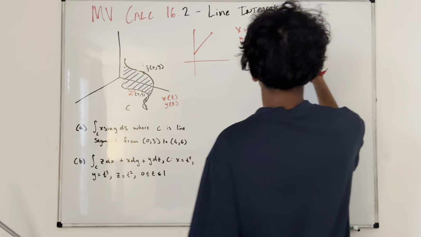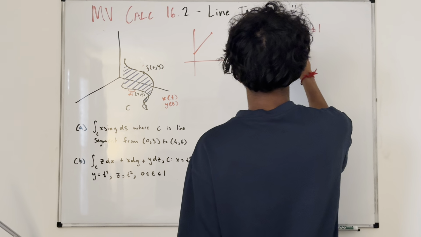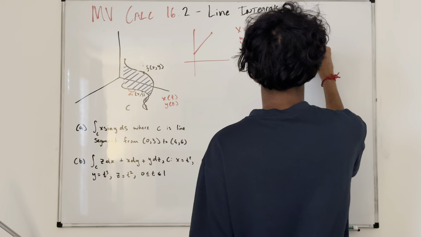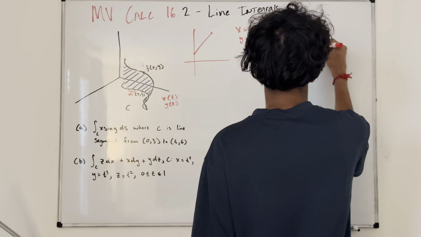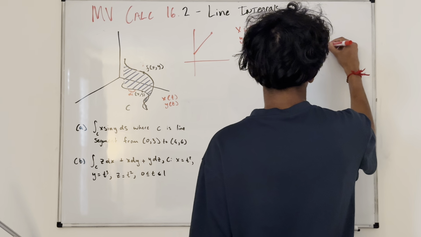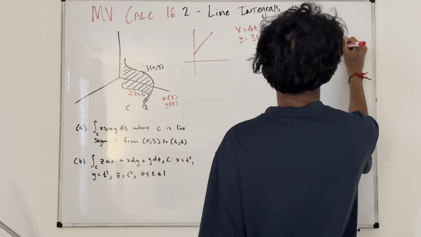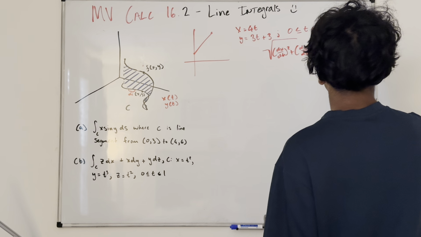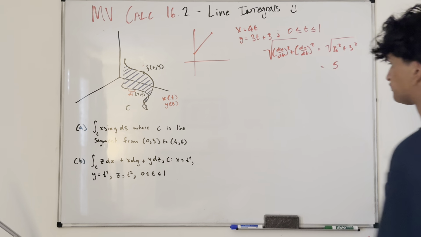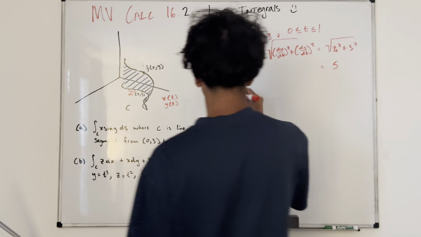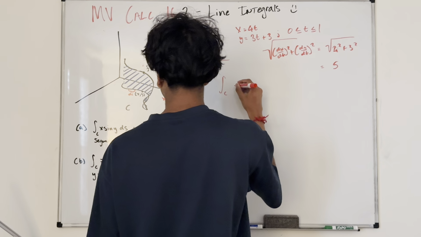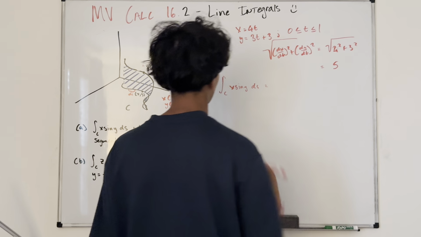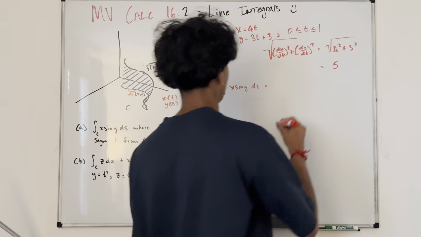Because if I think about the square root of dx/dt squared plus dy/dt squared, well, that's just going to be the square root of 4 squared for x plus 3 squared, and that's just a Pythagorean triple, so I'm going to get 5. Now, let's take the line integral. So I'm going to have the line integral of x sine y ds, and we just have to replace everything in terms of t. So I know x is just equal to 4t.